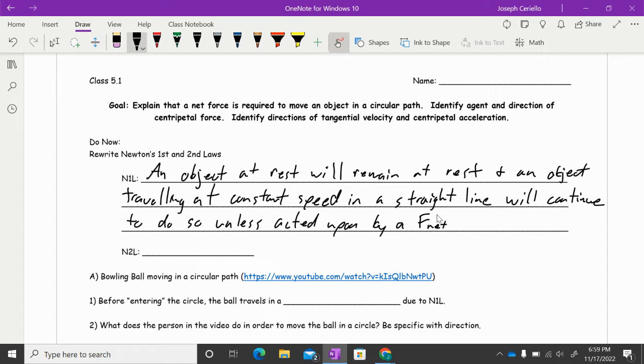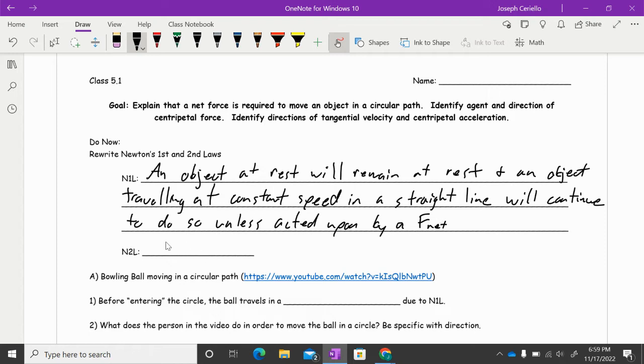So objects will move in straight lines at constant speed unless acted upon by an outside force. So if an object is not moving in a straight line at constant speed, an outside force is at play. If it's moving in a curved path at constant speed, an external net force is at play. If it's moving in a straight line at a changing speed, a net force is at play. So unless it's going in a straight line and has constant speed, a net force is acting on it.